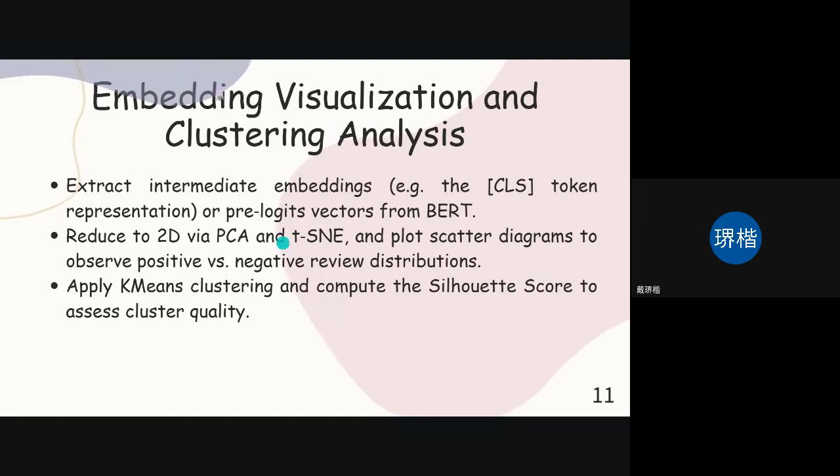Then the last step is embedding visualization and custom analysis. Extract the intermediate embedding or pre-logit vector from BERT, reduce to 2D with PCA and t-SNE, and plot scatter diagrams to observe the positive and negative review distribution. Apply k-means clustering, and compute the silhouette score to assess clustering quality. Okay.